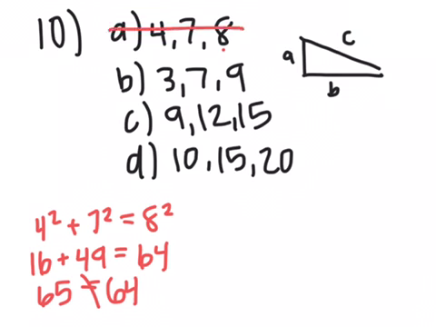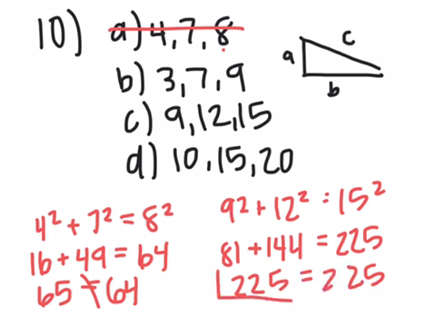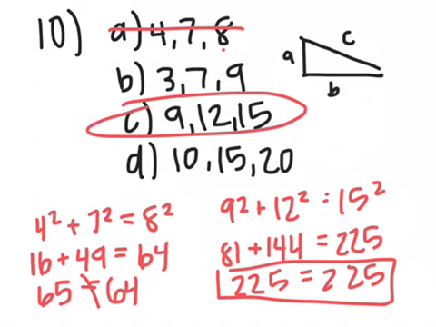Now we're going to keep doing this, and when we do that, we get 9 squared plus 12 squared equals 15 squared, and 81 plus 144 equals 225, and 144 plus 81 ends up equaling 225. 225 equals 225. So when they equal like this, we know that that is a right triangle.